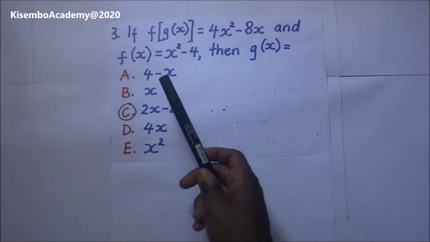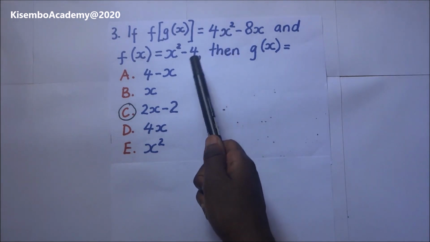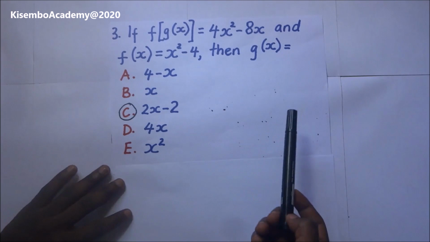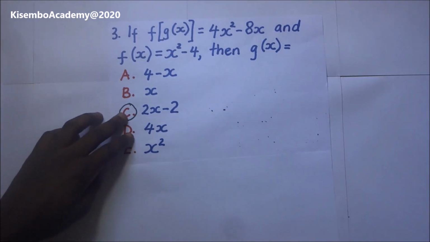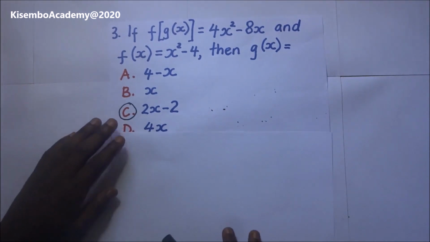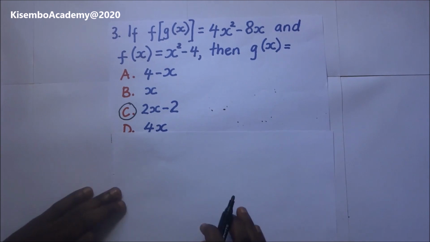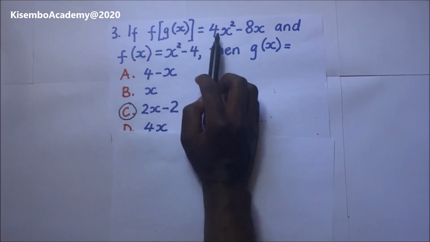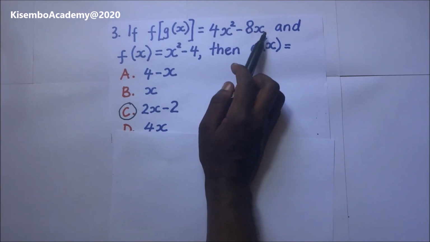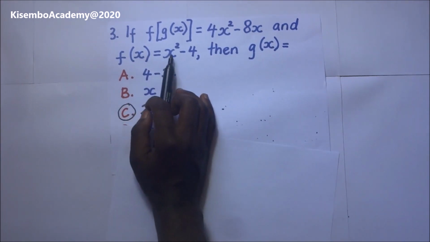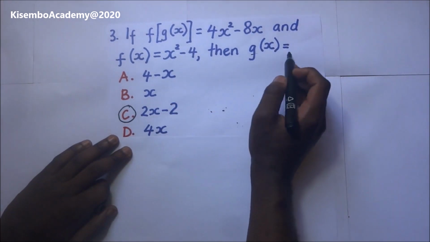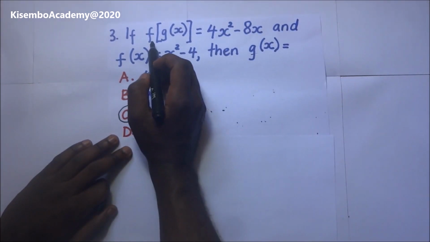Now what if they gave us this very same question, but didn't give us these answers, and we were supposed to just find it the way it is? How would we go about that? This is an alternative way of looking at this. We have this composite function f of g of x giving us 4x squared minus 8x, and f of x giving us x squared minus 4. So what is g of x? To begin with, this is a composite function.